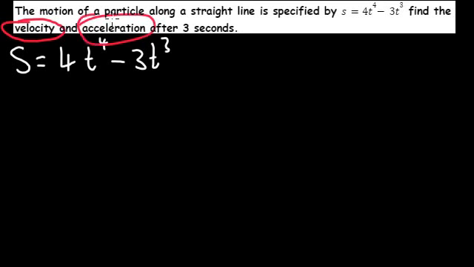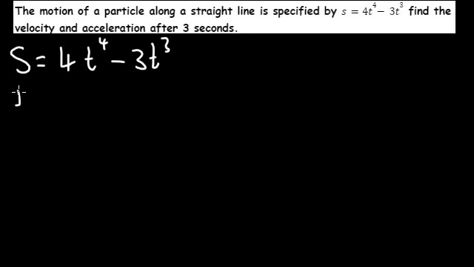So, solution. The displacement s is given as a function of time as 4t to the power of 4 minus 3t to the power of 3. So the goal is to find the velocity v and the acceleration a, but not just finding them, but their magnitude when the time is 3 seconds. So these are the likely questions you might encounter while dealing with rectilinear motion problems.